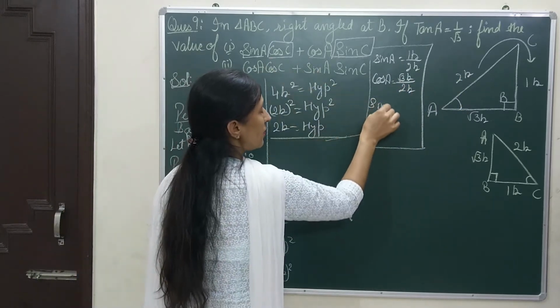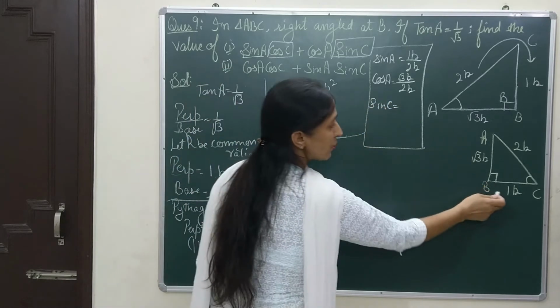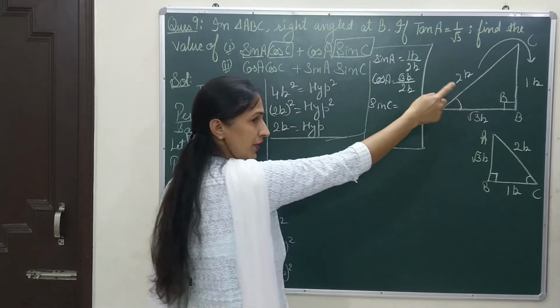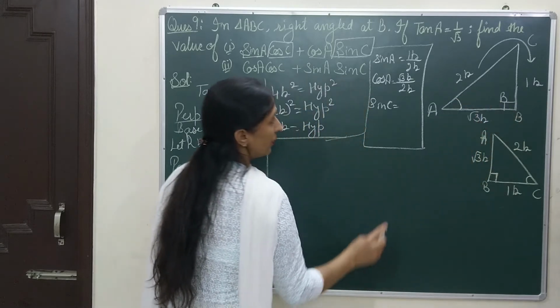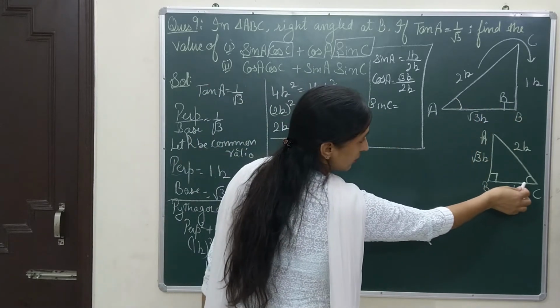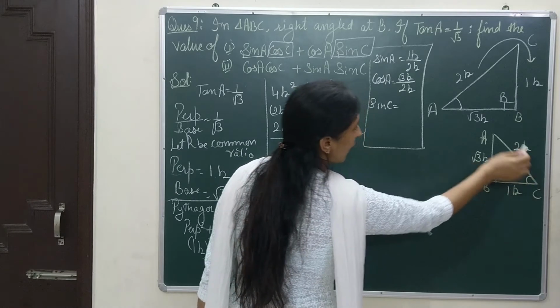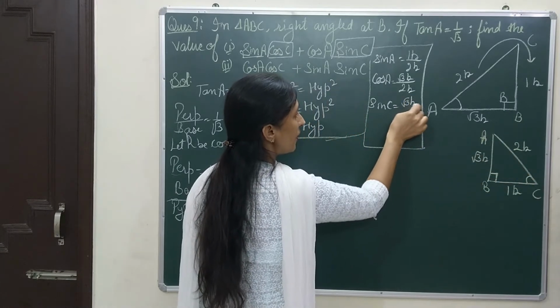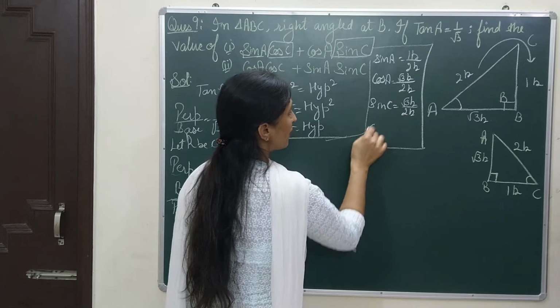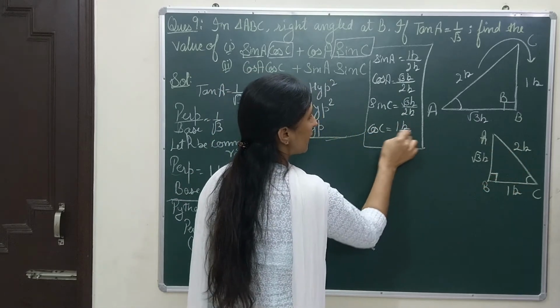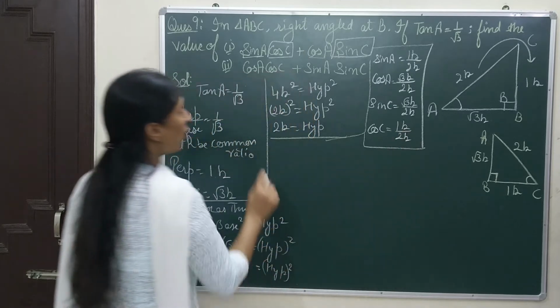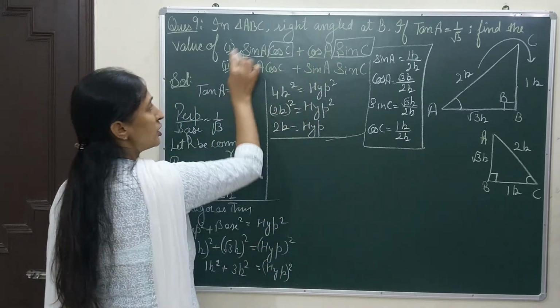Let us write down. For sin C, I will be using this rotating triangle, where you can imagine that perpendicular has become base and base has become perpendicular. So sin C will be, as it is perpendicular by hypotenuse, root 3k by 2k. And what is cos C? It will be base by hypotenuse, means 1k by 2k. Now I have written all four values that I required for these two parts.